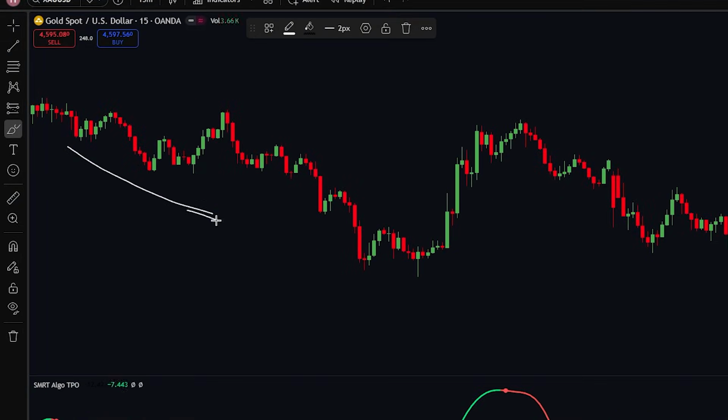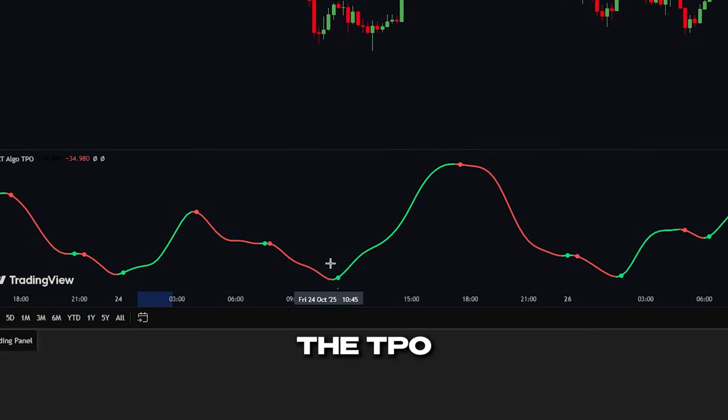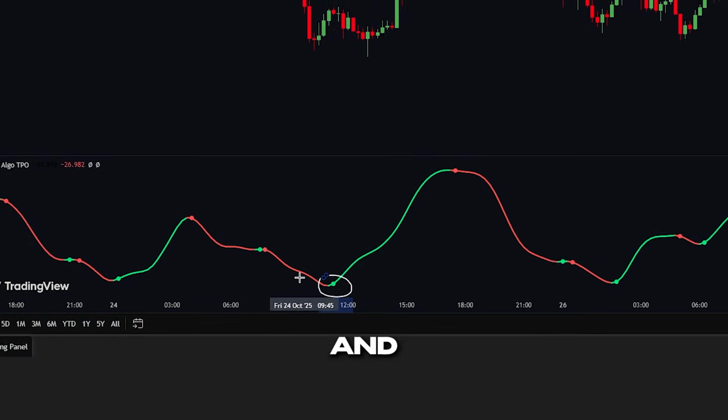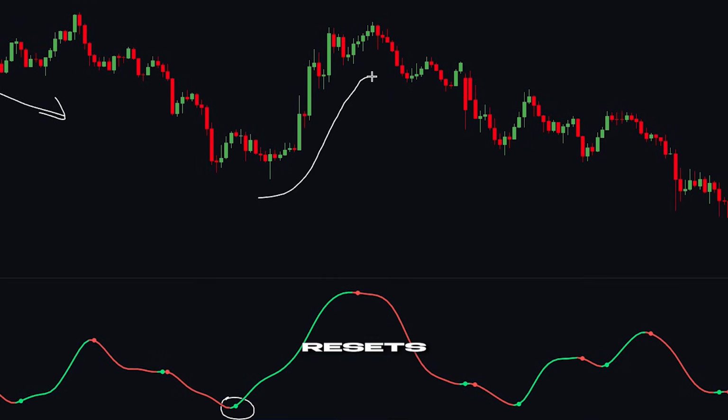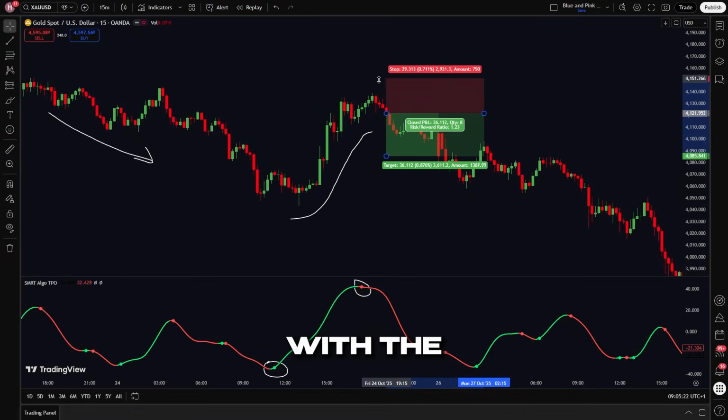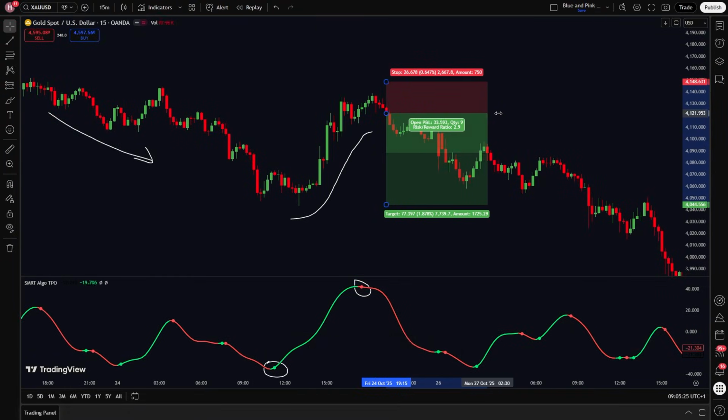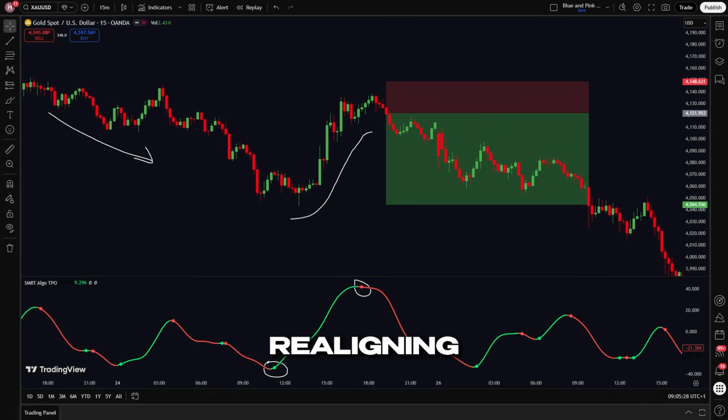The same logic applies on the short side. Price trends lower, the TPO moves into oversold territory, and we wait. After a brief pullback, the TPO resets. Once the bearish momentum flip signal appears, we look for short trades aligned with the trend. Again, the indicator isn't predicting moves. It's confirming that momentum is realigning with the trend.